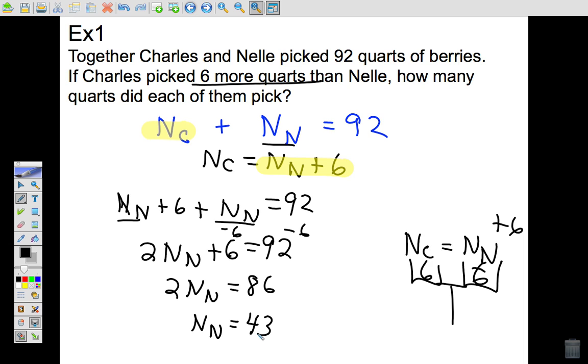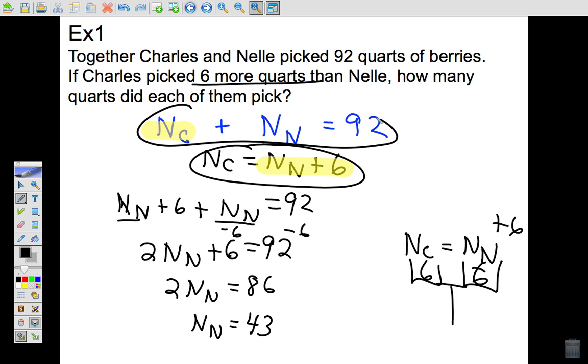Now where's the easiest place I can figure out what Charles picked? Well, probably the easiest place is this one right here. Or I could even go back to this one right here and say, all right, what number plus 43, because that's what Nell picked, will give me 92. Well, I'm going to just go to this one right here. I'm just going to add 6 to Nell's, and that would be, let's see, 48. Or excuse me, 49. So the number of quarts that Charles picked then was 49.